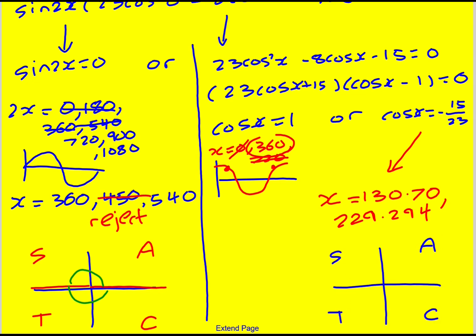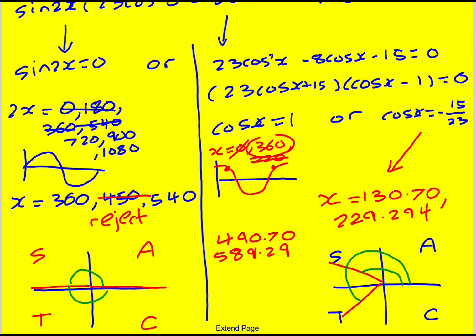If you're using CAST diagrams, by the way, then because cos of x is negative, we'd be looking here and here. This is our first solution. Then you can see that we're going to do 360 minus that to get our second solution, because that angle there is also 130.7. And then after that, in both cases, we just keep adding on 360 until we're in the range. In fact, we're outside the range at the moment, so we have to get into the range. So add on 360 to 130 gives 490.70. Add it on to 229 gives 589.29.